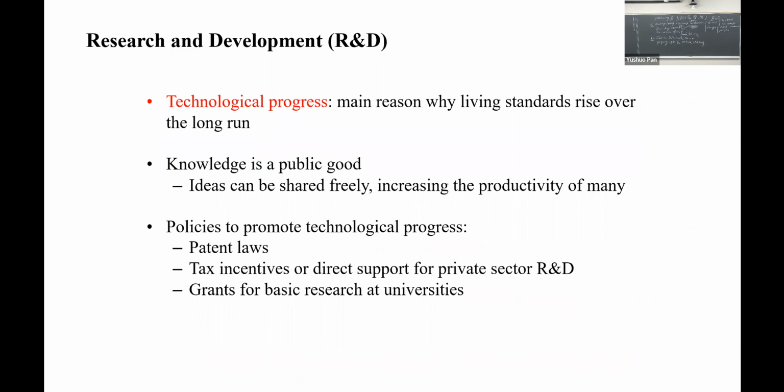The next one is research and development. What government can improve is A. Remember, A is the most important thing because it's outside of that expression. If A improves, that will improve the general productivity. Technological progress is the main reason why living standards rise over the long run. And knowledge is a public good. Ideas can be shared freely, increasing the productivity of many.